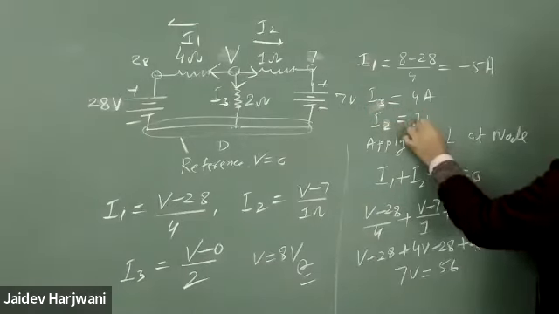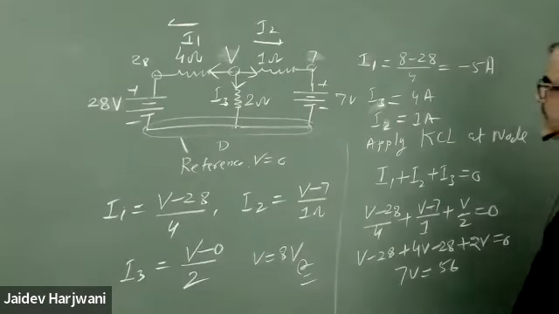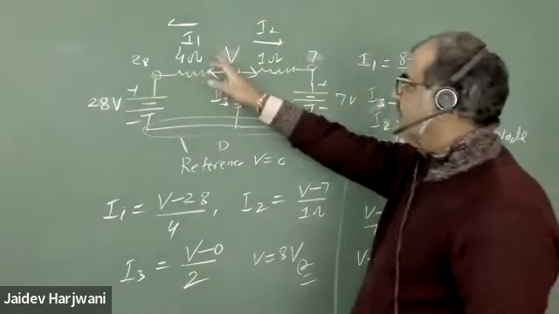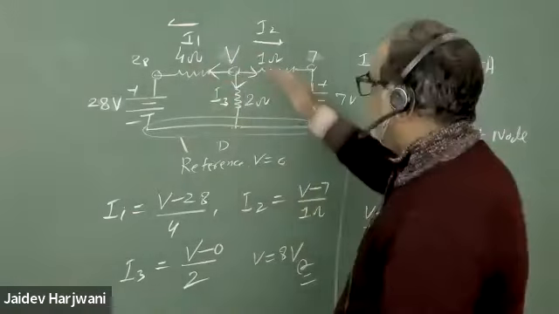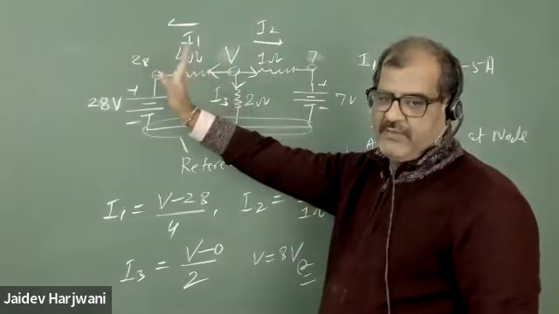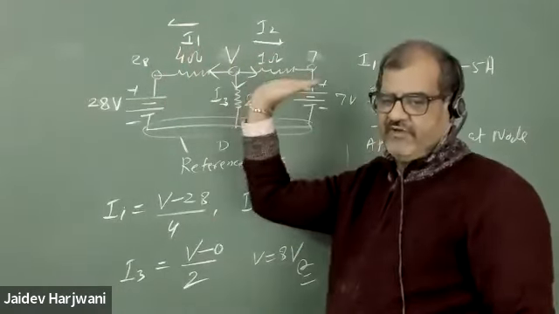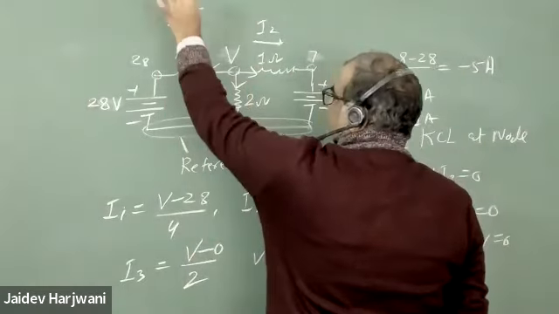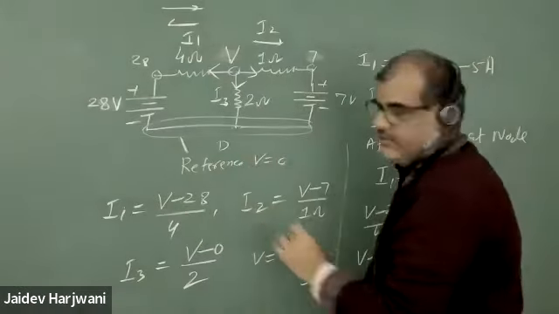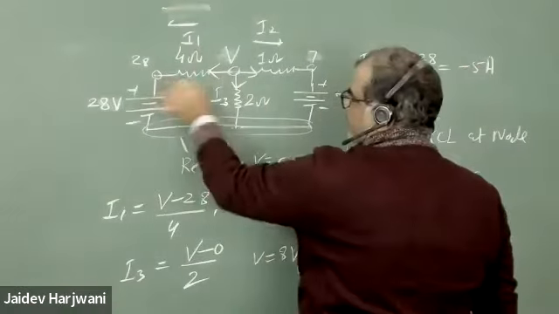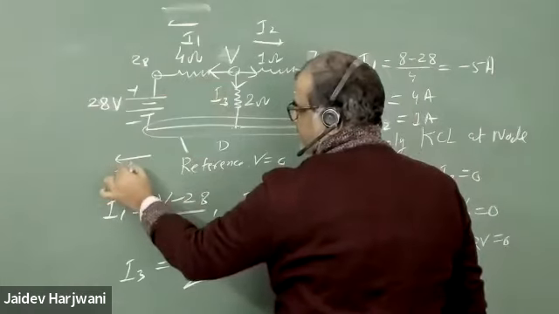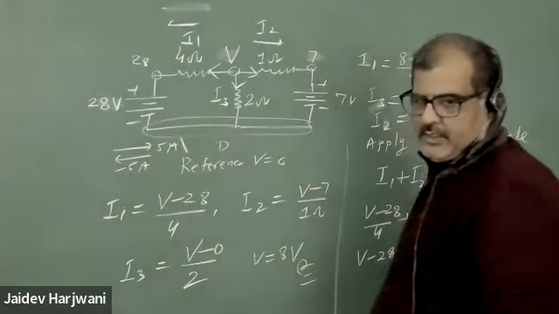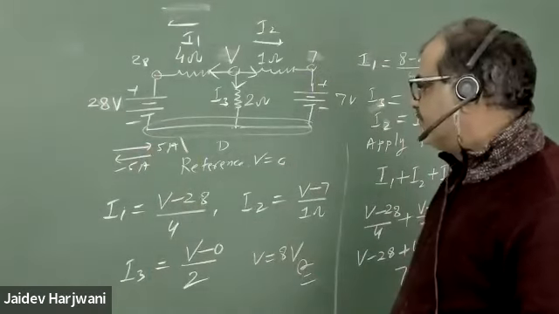So two currents are going away: 1 ampere and 4 ampere. And I1 is minus 5 ampere in this direction. That means if I consider it as an incoming current, it will be 5 ampere. So if the question asks what is the current in the opposite direction, that will be 5 ampere, because minus 5 is going here. So this is the technique, very simple.